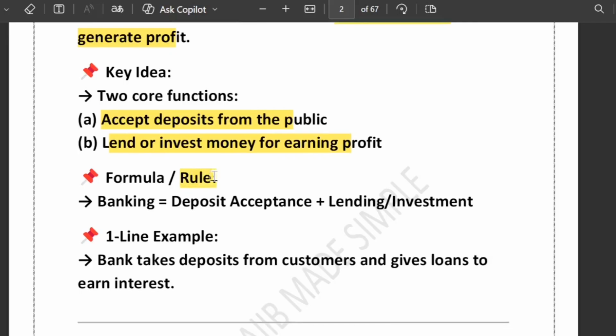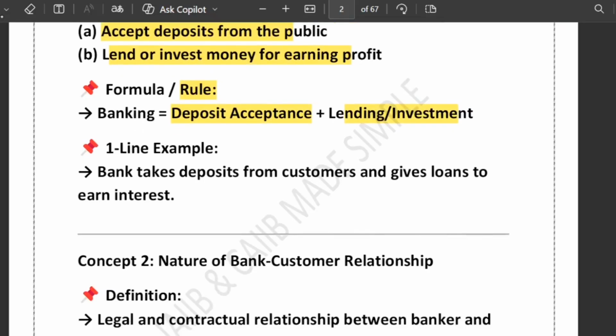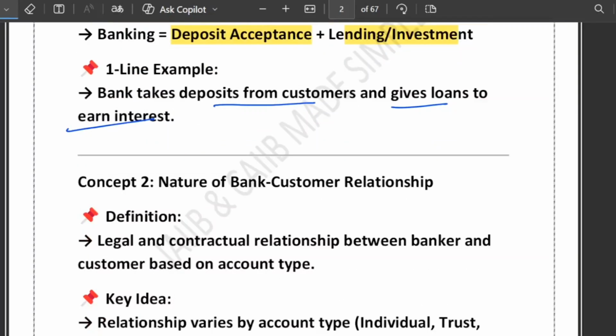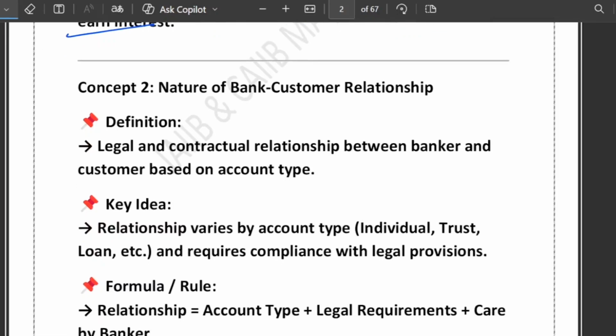So the rule is very simple. Banking means deposit acceptance and lending or investment. Let me give you one example to make it more clear. A bank takes deposit from customer and gives loan to earn interest. I think you are familiar with all these things. Now, the next concept we have is the nature of bank-customer relationship.